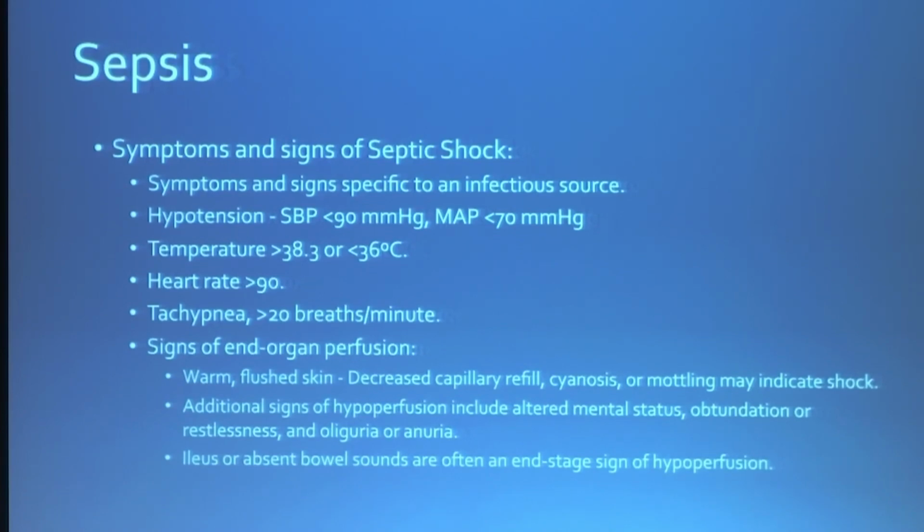Signs of end organ perfusion problems. Warm, flushed skin, decreased capillary fill, cyanosis, mottled skin, hypotension, including signs of hypotension, including altered mental status, obtundation, restlessness, oliguria, anuria. Don't stay with them till you find out. Ileus or absent bowel sounds, often end stage.